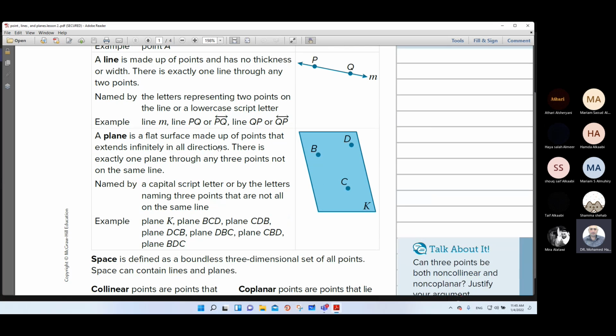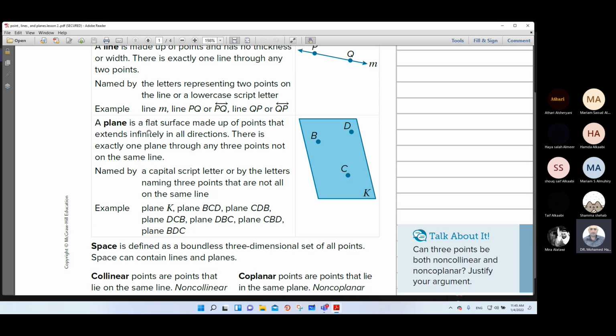The third idea, a plane. This is the meaning of a plane. So what is the meaning of a plane? A flat surface made up of points that extends infinitely in all directions. As you see here, from this direction, from this direction, from this direction, and from this direction.